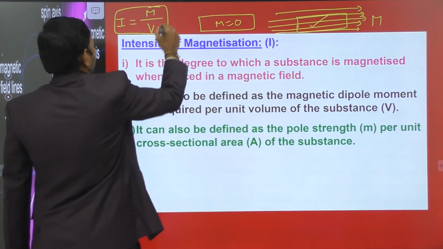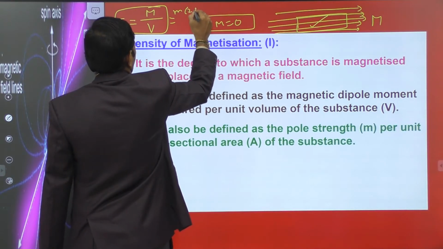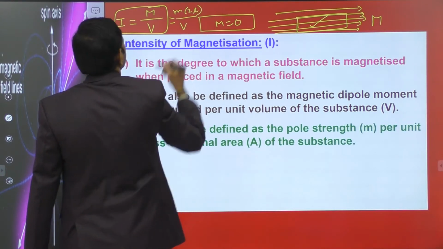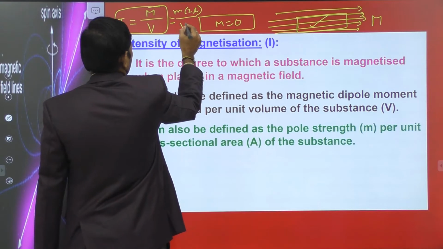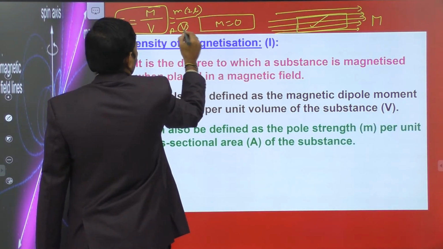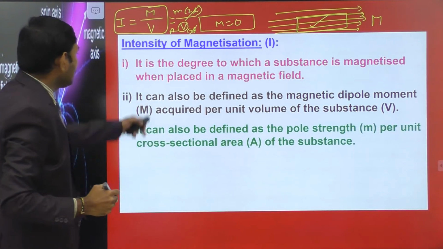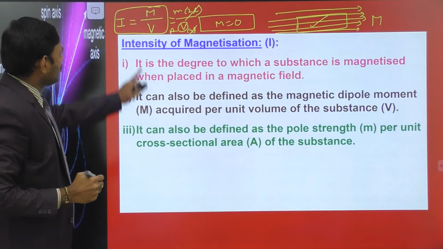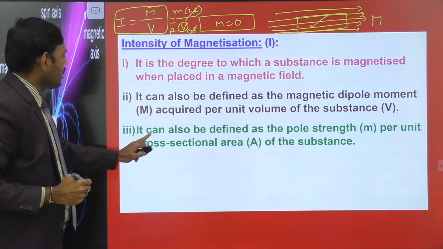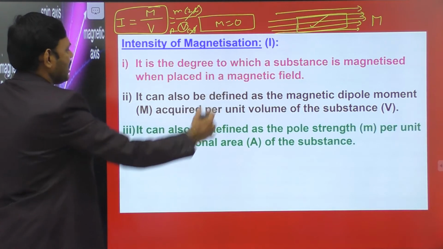Of course, this magnetic moment is the pole strength into length of magnet, divided by volume. That is area into length. Volume is area into length. So when you replace this volume by area into length, length gets cancelled, leaving pole strength by area. In that way we get the second definition. From this derivation we get the second definition: it can also be defined as pole strength per unit cross-sectional area.